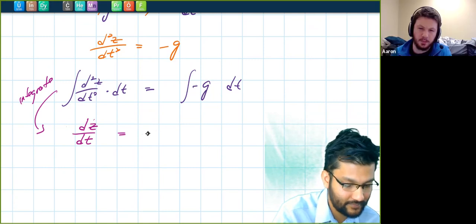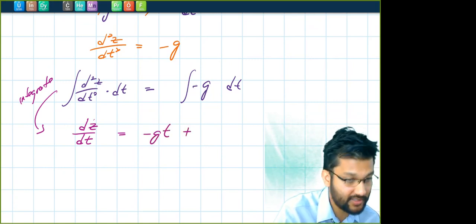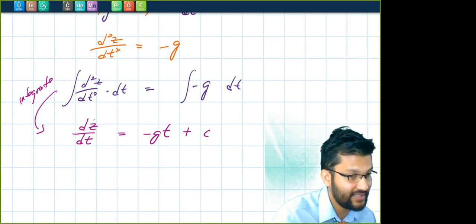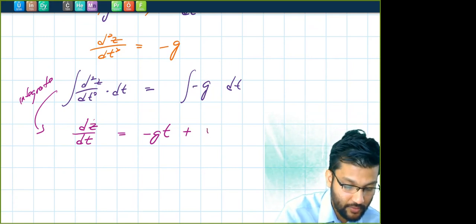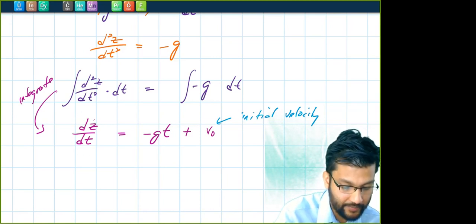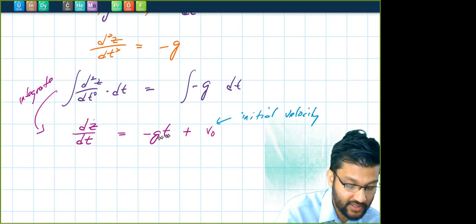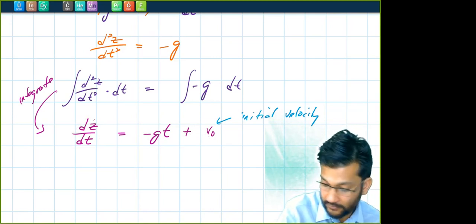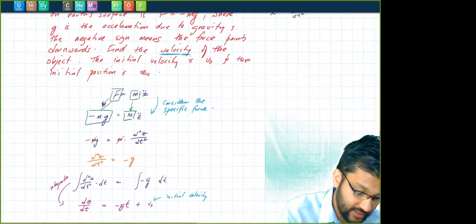Negative gt. Yeah, that's it. Negative gt plus some constant c, right? Would the constant here be v naught? Right. So the constant is always your initial starting condition. So we'll write v naught, and this is your initial velocity. And this here is your velocity. So your velocity is equal to minus gt plus some initial velocity. And that's it. That is the initial velocity of the object.